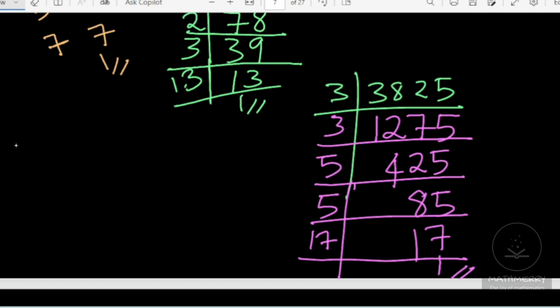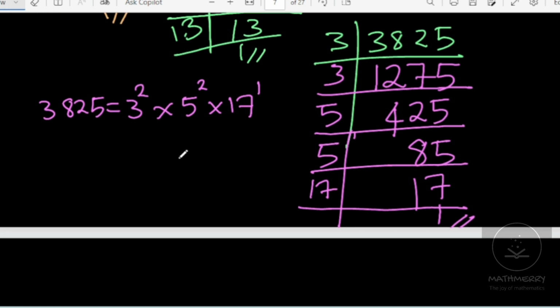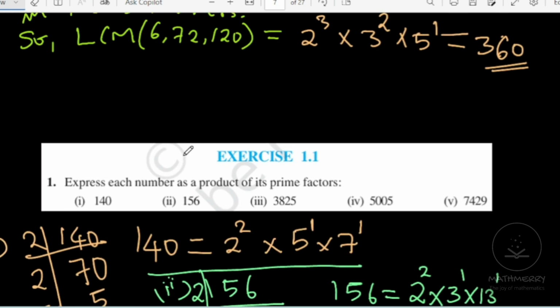So here 3825 is equal to 3 how many times? 1, 2. So 3 square into 5 square into 17. So this is our prime factorization of 3825. Now our next question is 5005. How can we do the 5005? Is that simple?